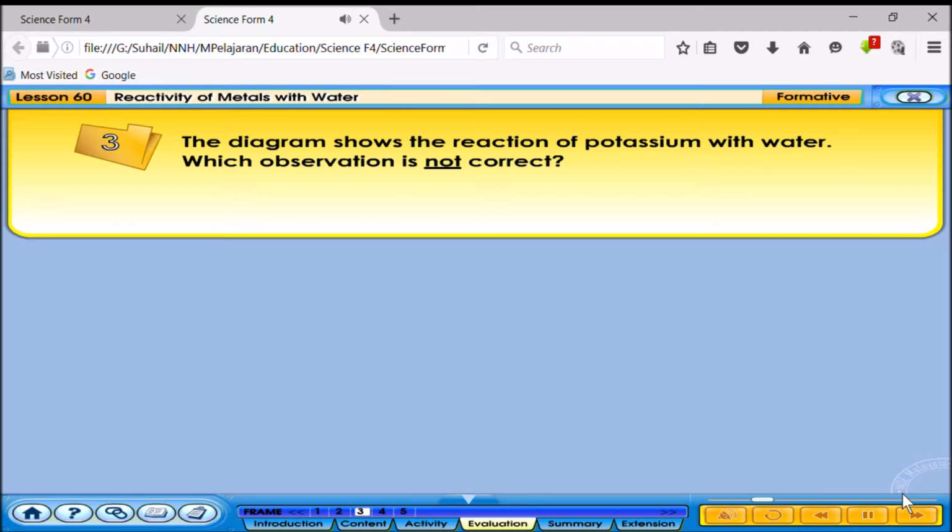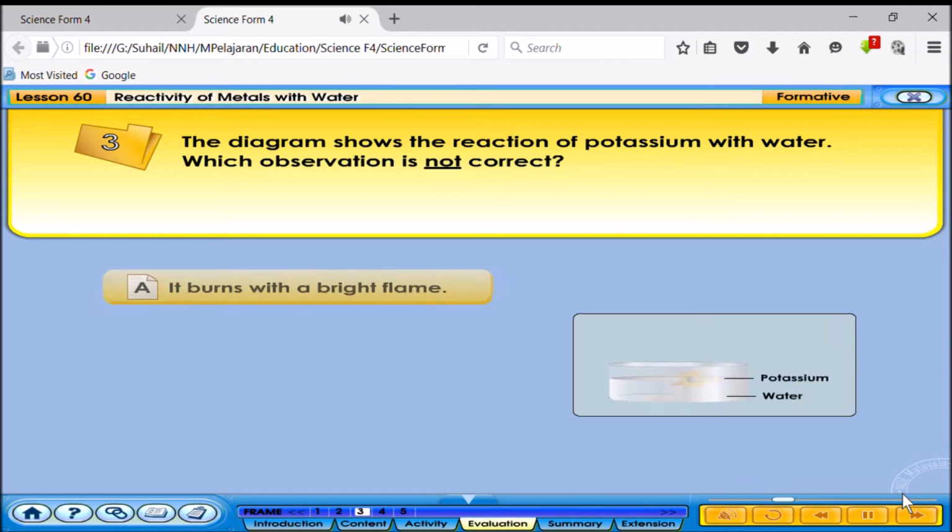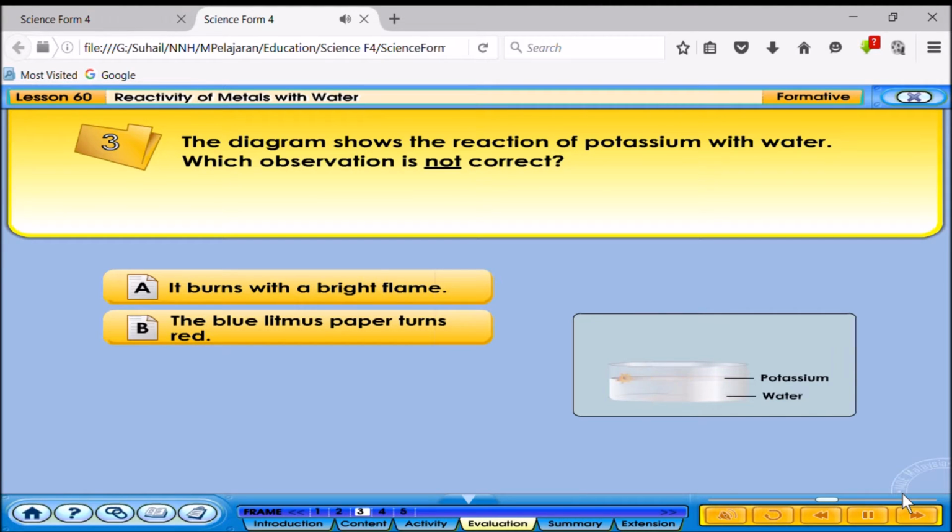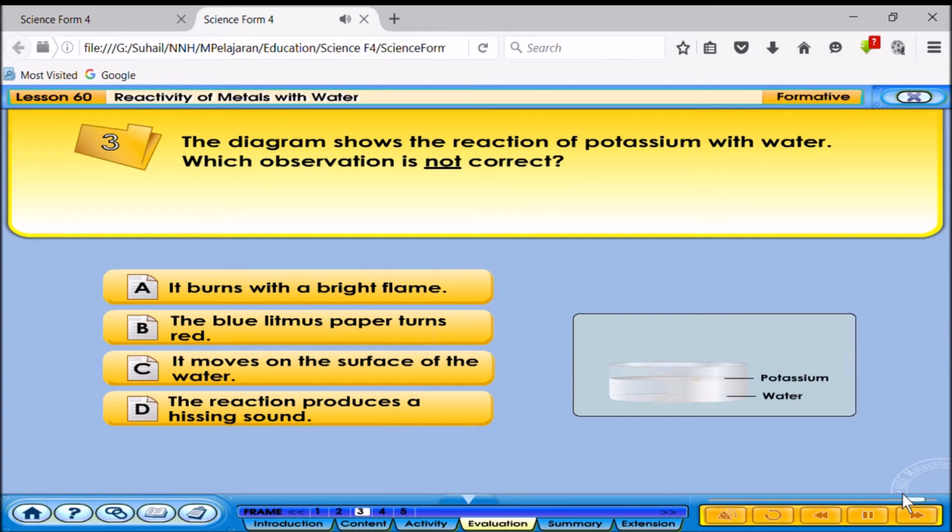Which observation is not correct? A. It burns with a bright flame. B. The blue litmus paper turns red. C. It moves on the surface of the water. D. The reaction produces a hissing sound. Your answer is correct.